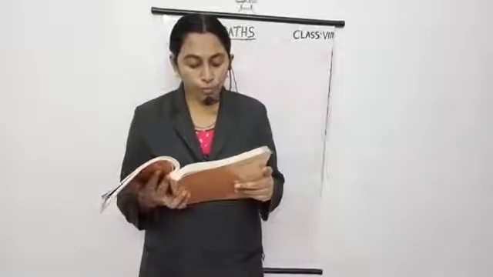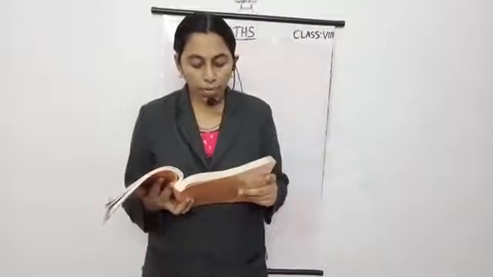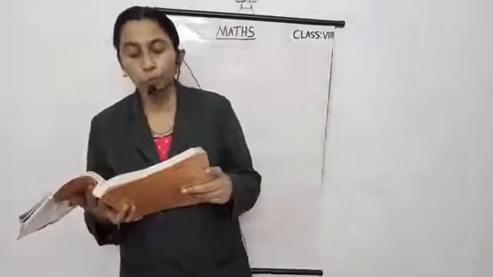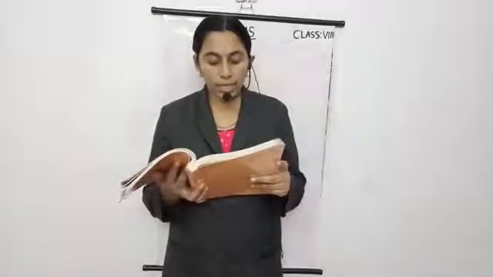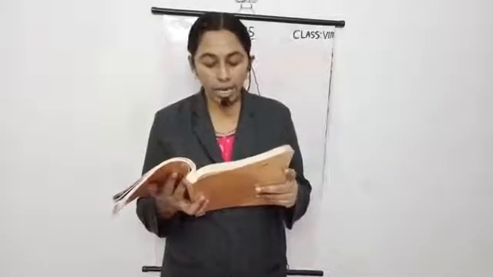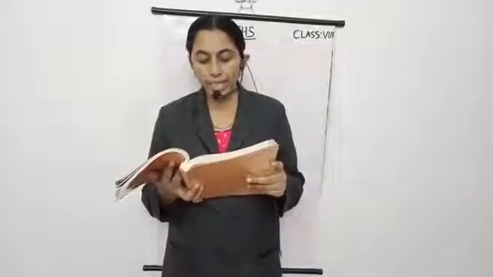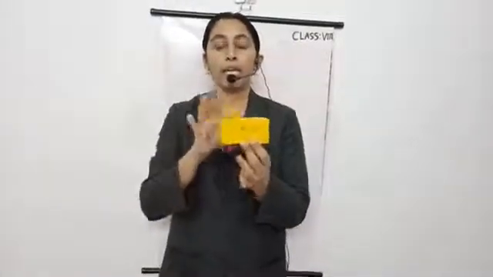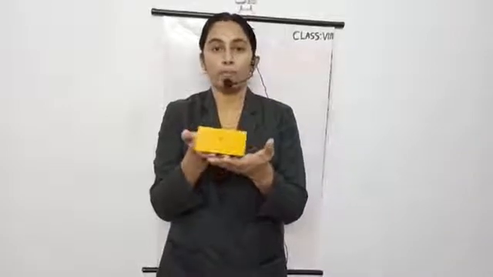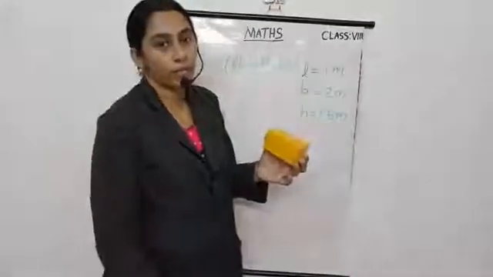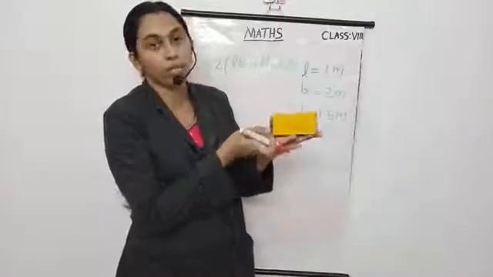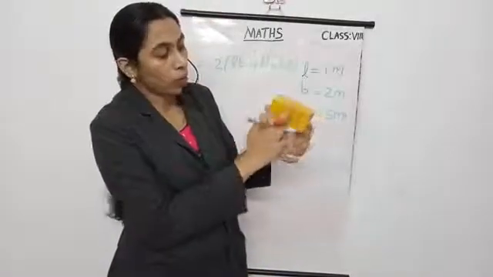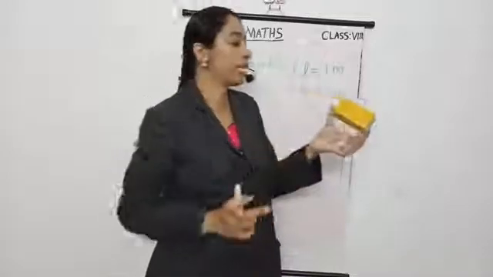Next, question 4. Rishkar painted the outside of the cabinet of measure 1 meter into 2 meter into 1.5 meter. How much surface area did she cover if she painted all except the bottom of the cabinet? She wants to paint all surfaces of this cabinet except the bottom. So we need to find the surface area except this bottom side. So listen, this bottom side is in the shape of a rectangle.